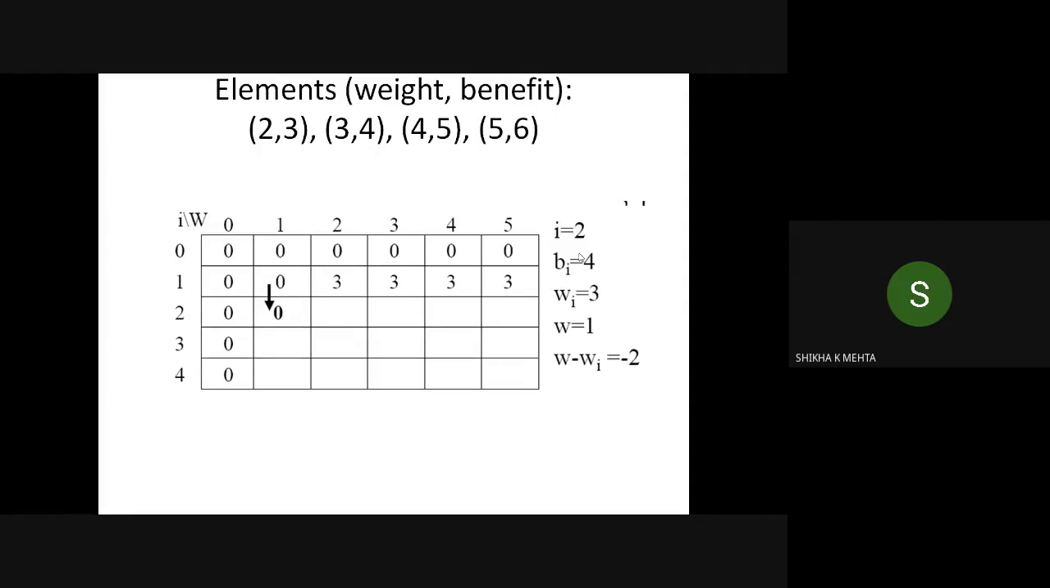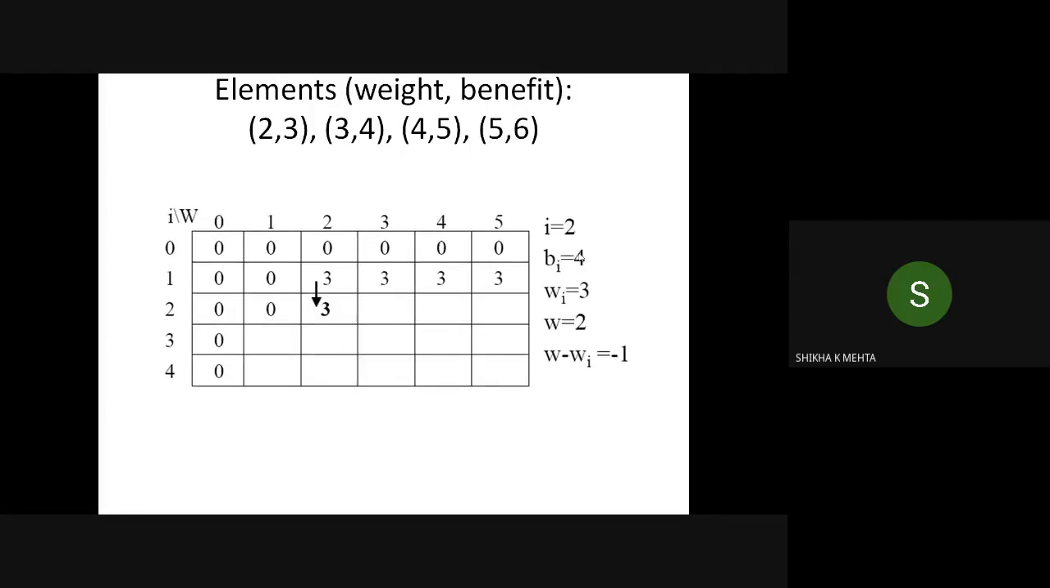As we move on to the second item, here I am referring to the item given on the top. The second item has a weight of 3 and a benefit of 4. Since 0, 1, 2 are the knapsack weights, the item with a weight of 3 cannot be accommodated in the knapsack of weight 0, 1 or 2. So the previous values will remain the same as they are. They won't be changed.